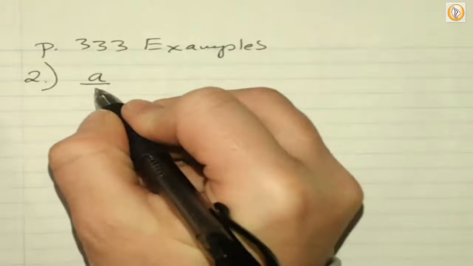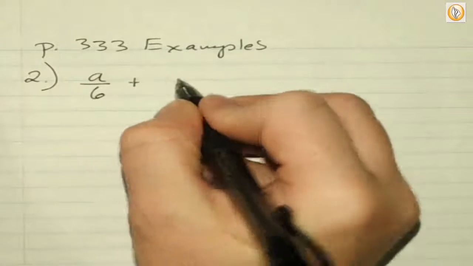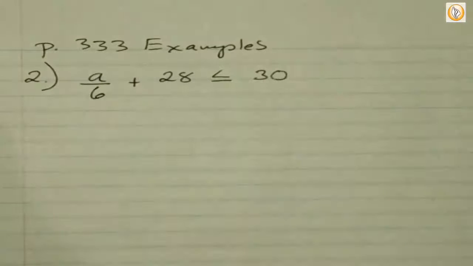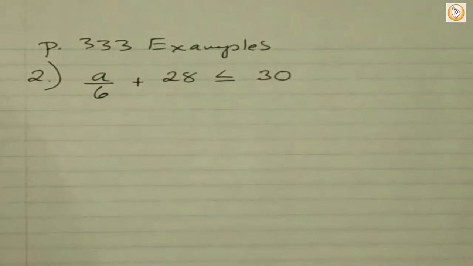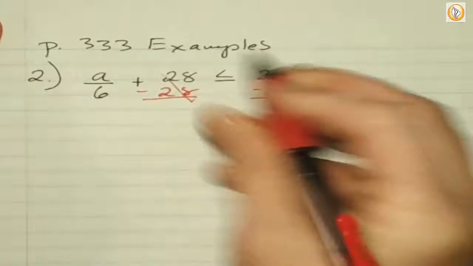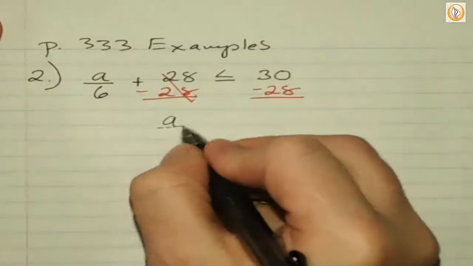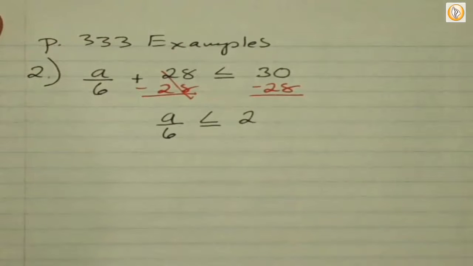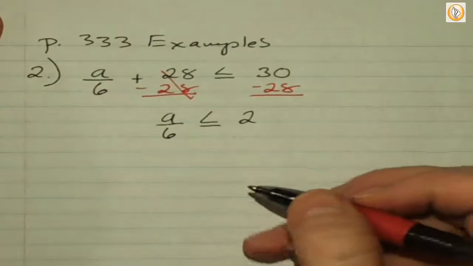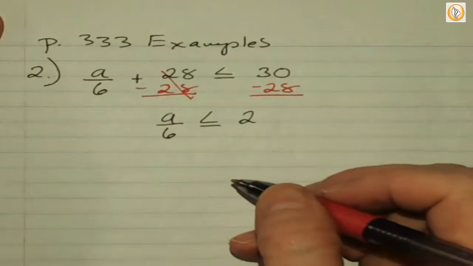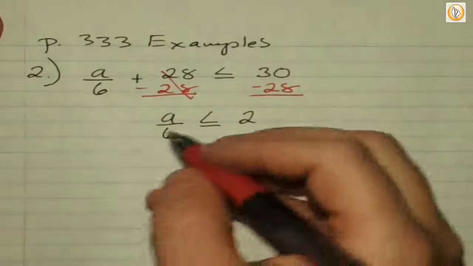So we have a over 6 plus 28 less than or equal to 30. Okay, so you're going to subtract 28 from both sides, which gets you a over 6 is less than or equal to 2. Bless you. And then now you have to multiply 6 by both sides. Yeah, okay, good job.